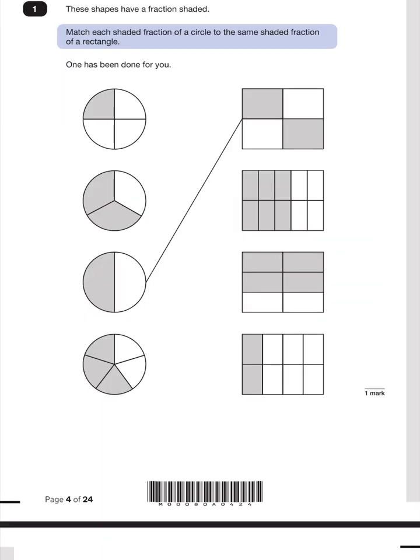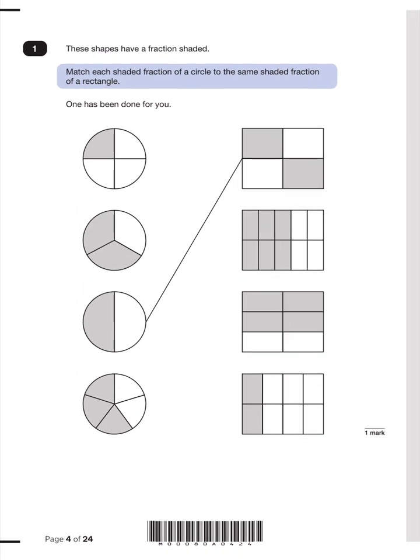SATs. Number 1. These shapes have a fraction shaded. Match each shaded fraction of a circle to the same shaded fraction of a rectangle. One has been done for you. You can see that this one is 1 part out of 4, so that's a quarter. This is also 1 part out of 4, so that's also a quarter. This one is 2 parts out of 3, so that's 2/3. This one is also 2 parts out of 3, also 2/3. So this one must be the remaining one.